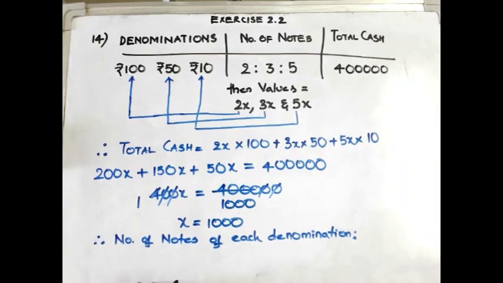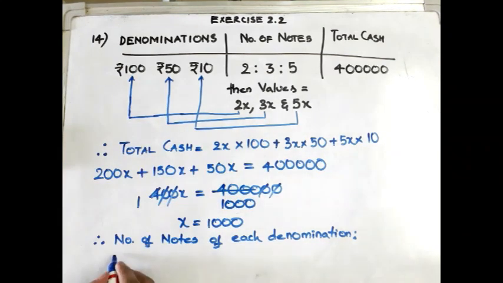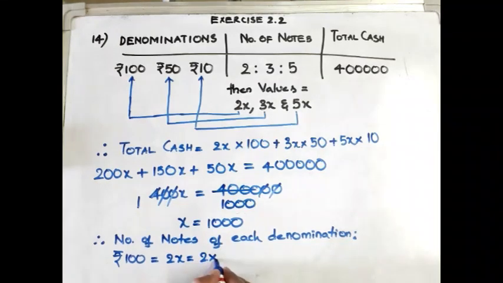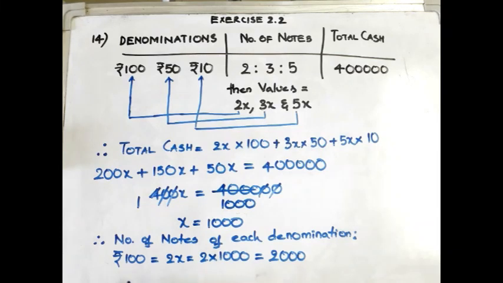Look, what is the first denomination? 2x 100 rupee notes. So rupees 100 is equal to 2 into 2x is equal to 2 into 1000. That means 2000. So she is carrying 2000 100-rupee notes. Okay, and next is rupees 50 is equal to 3x. That means 3 into 1000, that is equal to 3000.